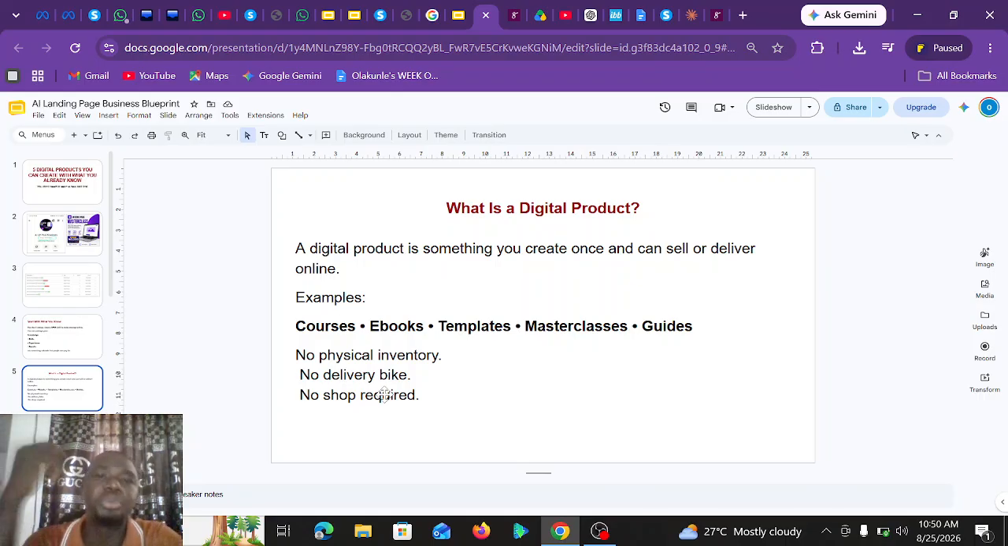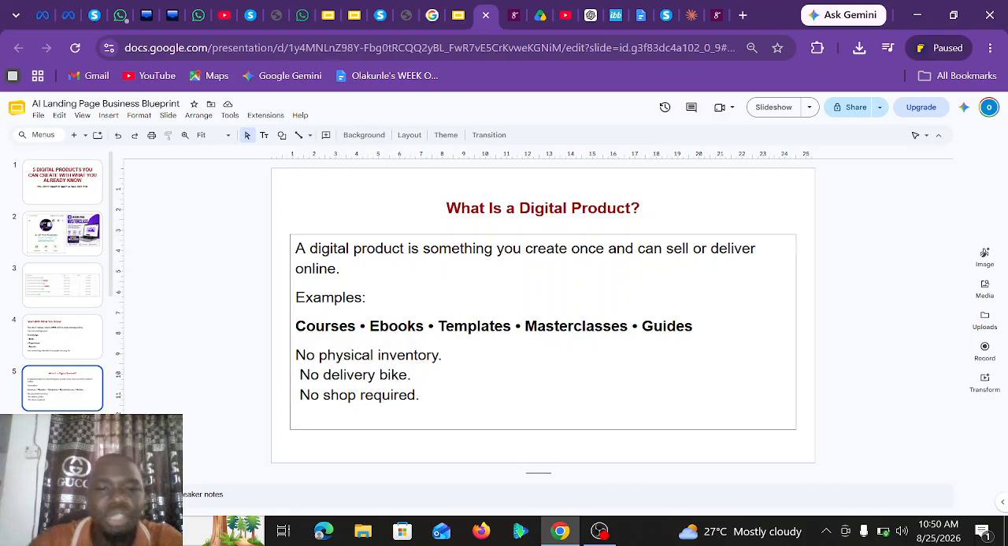Another advantage of digital product is that you don't need to deliver physically. So you are not paying for delivery and all of that. You can deliver it online and it is stress free, right? So you create one, you sell multiple times, you keep making money. Examples of digital products are online courses, ebooks, templates, masterclasses, and guides. So no physical inventory is needed, no delivery bike is needed, no shop is required. The shop that we are using is the online space, right? So this is the advantage of digital product, and you should not sleep on it.